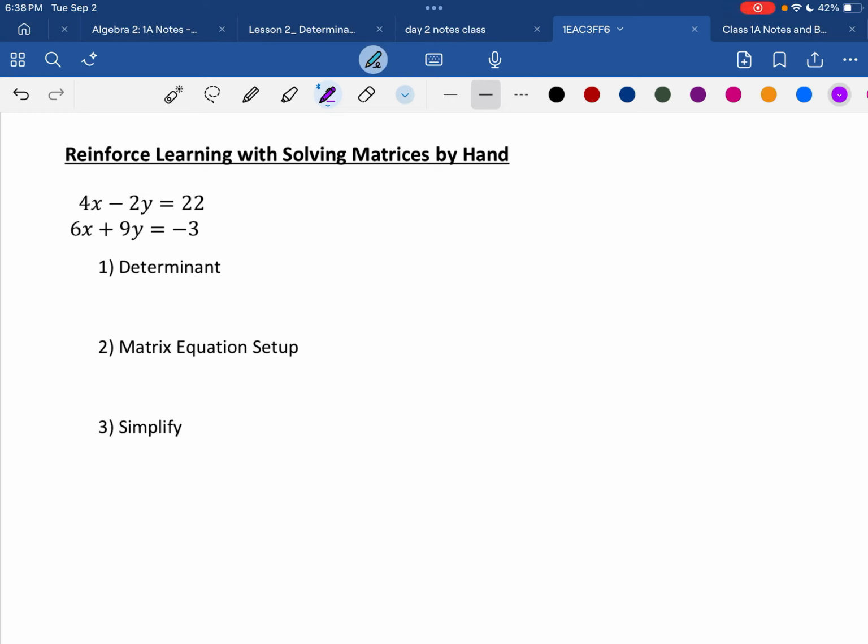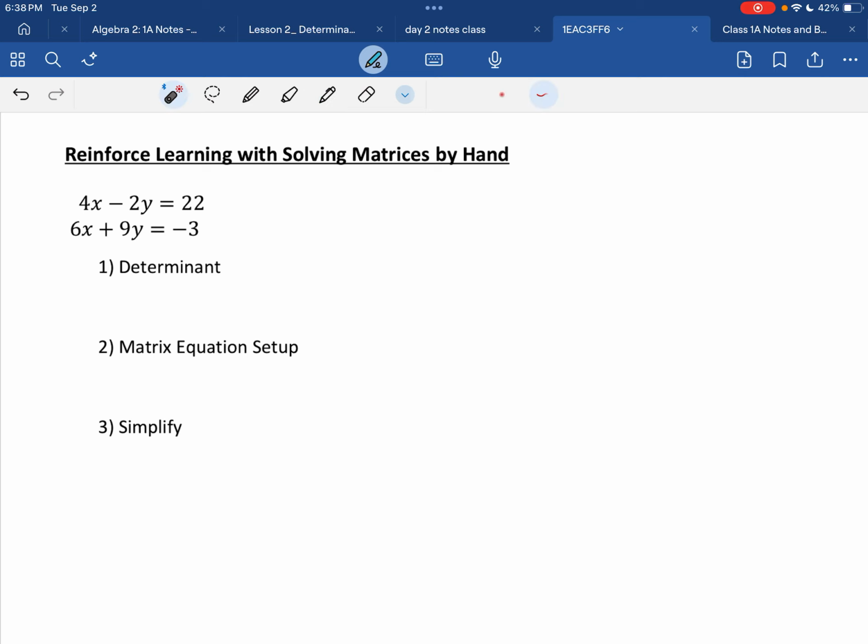This video is the back of the notes from class. This is your homework problems. First thing we're going to do is set up the matrices. So what we're going to do is look at 4x minus 2y equals 22 and 6x plus 9y equals negative 3.